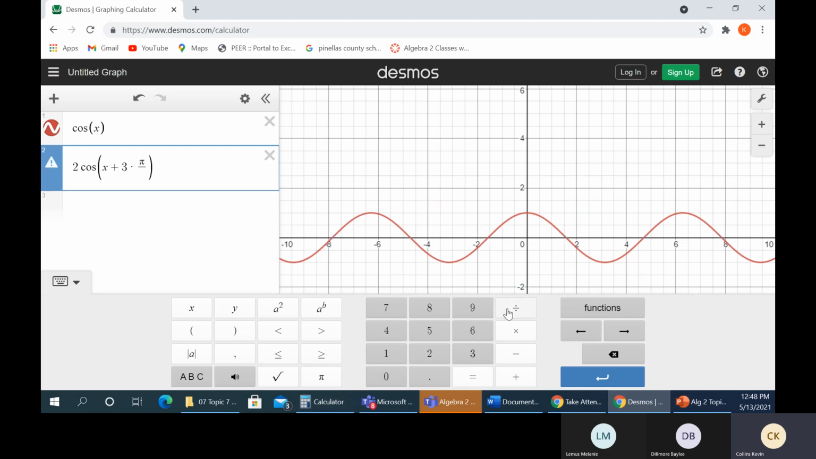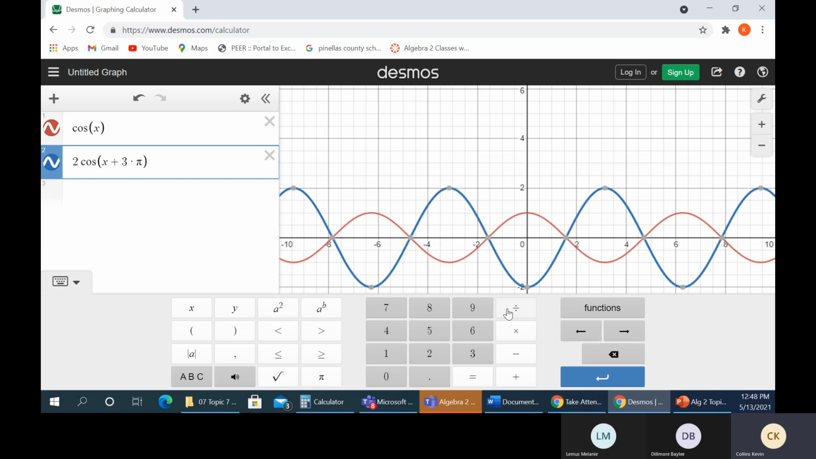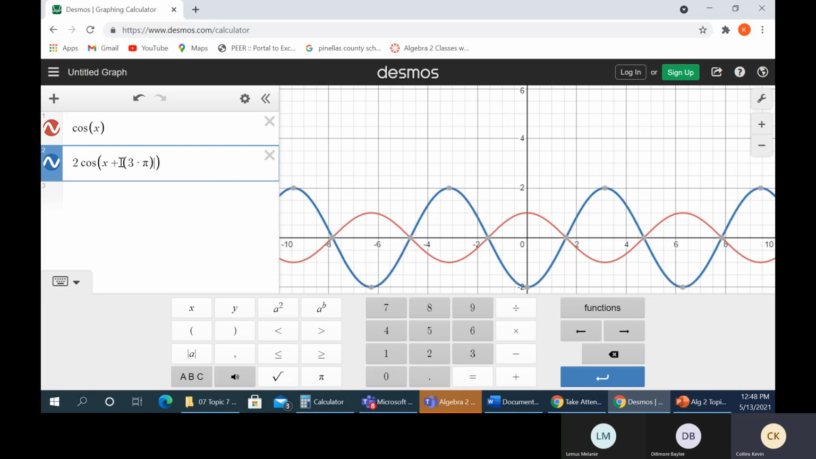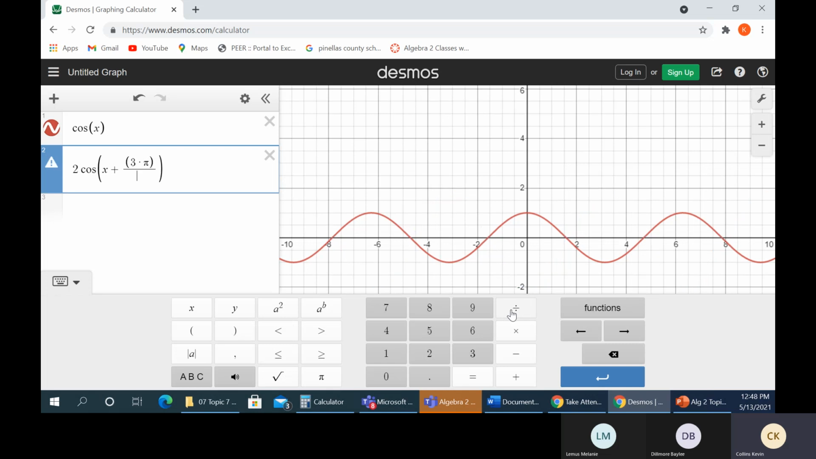Oh, see, now I didn't take the whole thing. So I may have to put some extra parentheses in here. So let's do it like that. And whoops, now divide by 4. There we go.